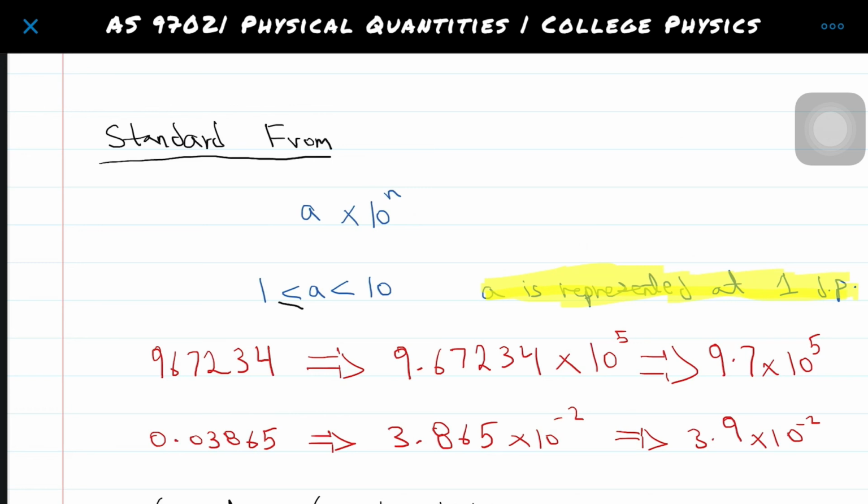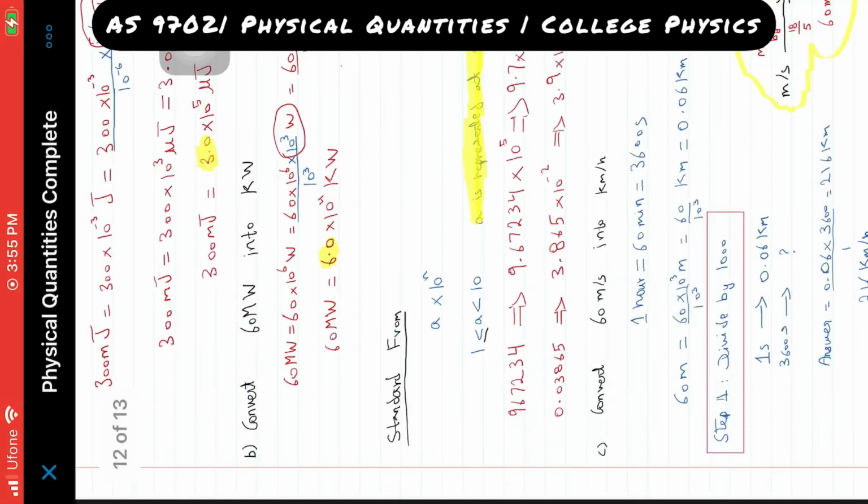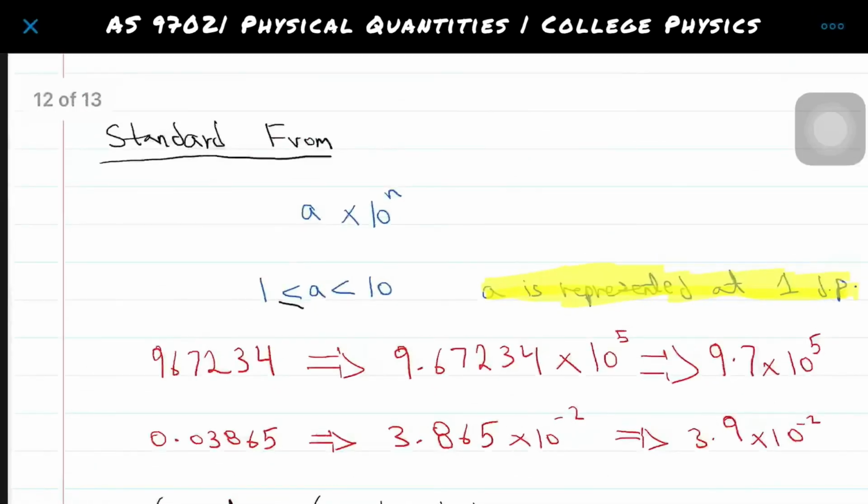So why is it minus 2? It is because we moved the decimal place 2 places forward, right? For each place we move the decimal place forward, it becomes minus 1. So since we're moving it 2 places forward, it's going to become minus 2, right? So it's going to become 3.865 into 10 raised to the power minus 2, and then since we're going to round it off, 3.865 is going to get rounded off to 3.9 into 10 raised to the power minus 2. So this is how we give our answer in standard form.